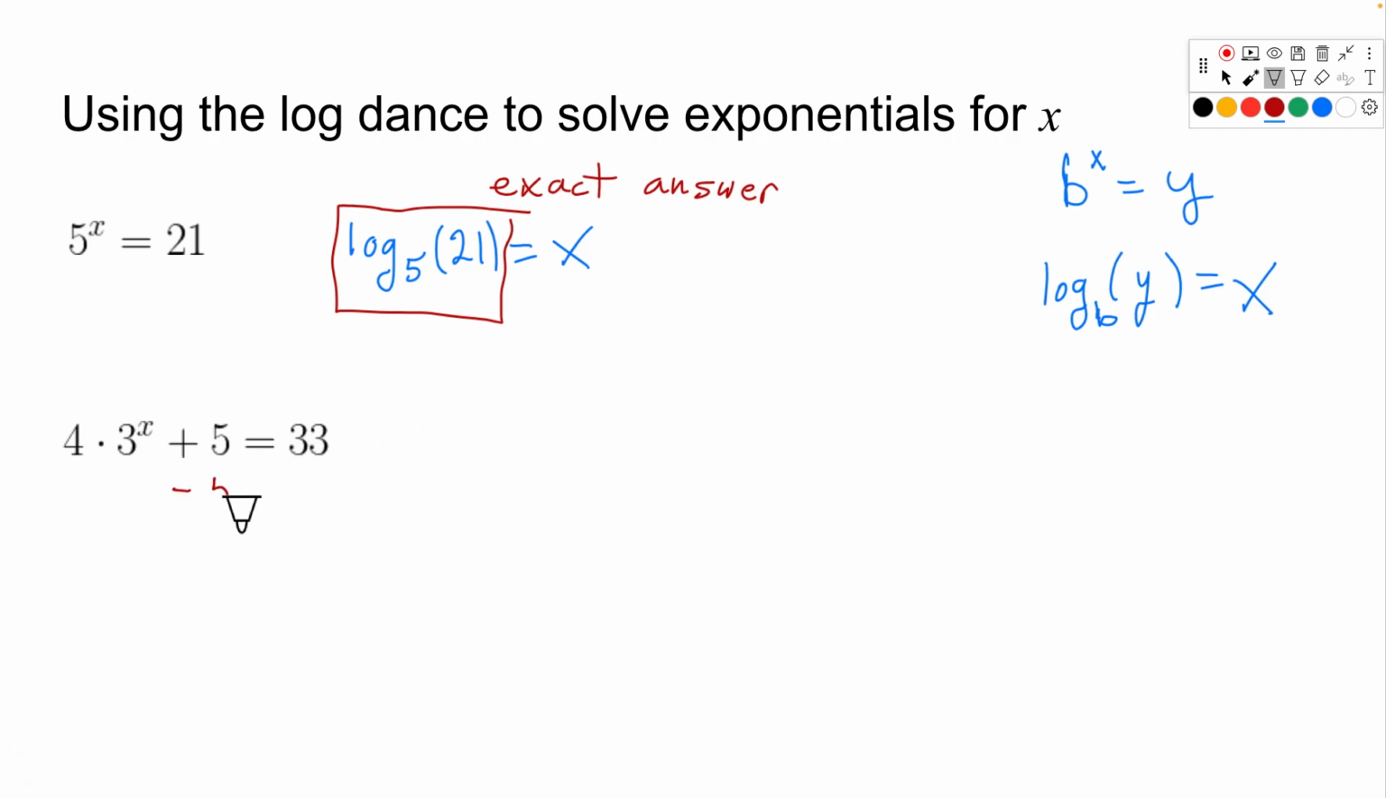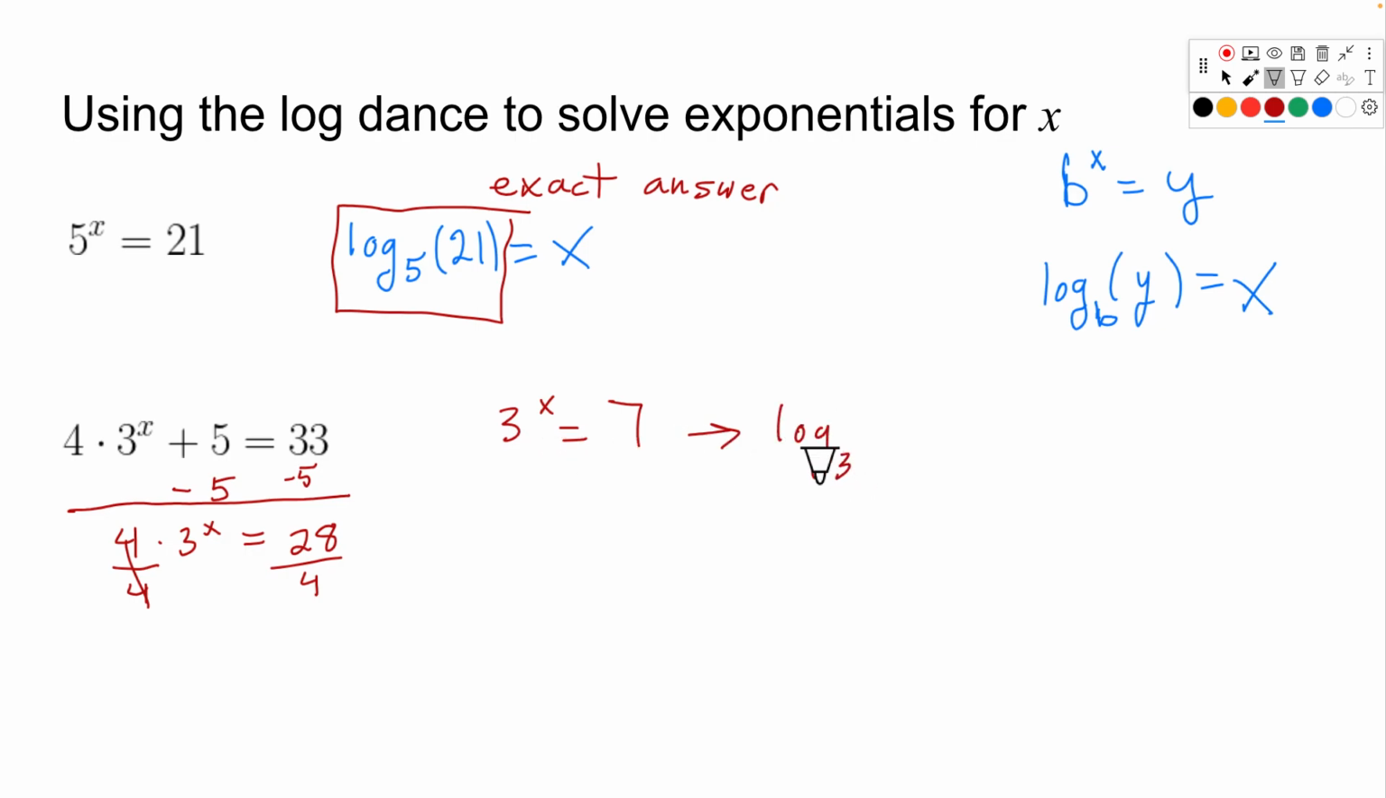Okay, so two steps: we're going to subtract 5 and then divide by 4. Good. That's 28. And then we'll divide by 4 on both sides. So we get 3 to the x equals 28 divided by 4, which is 7. And now we can do the log dance, right? 3 is the base, so this is going to be log base 3 of 7 equals x.